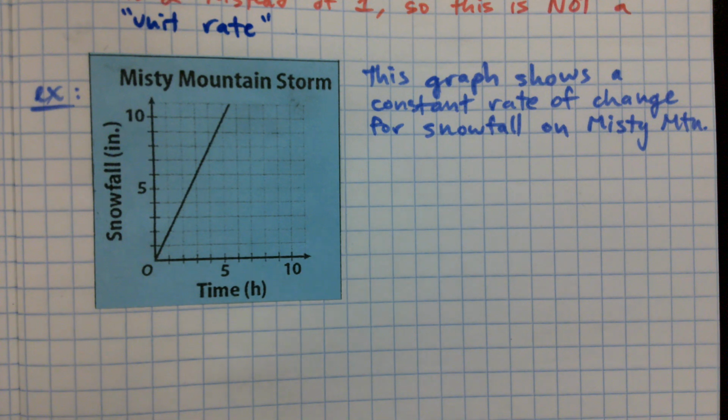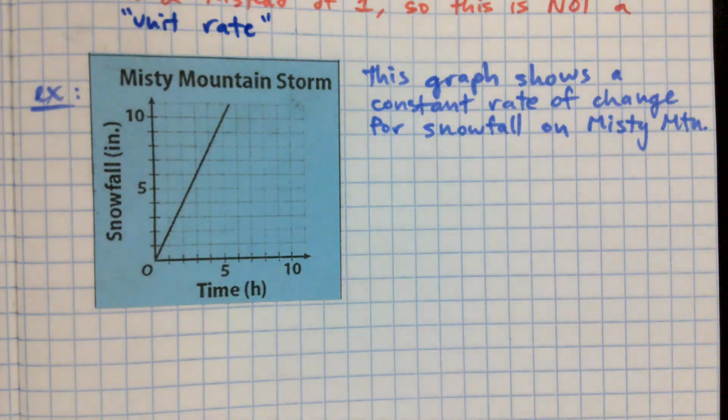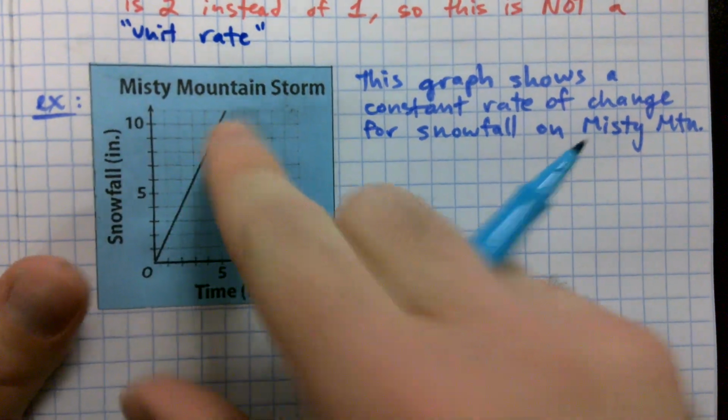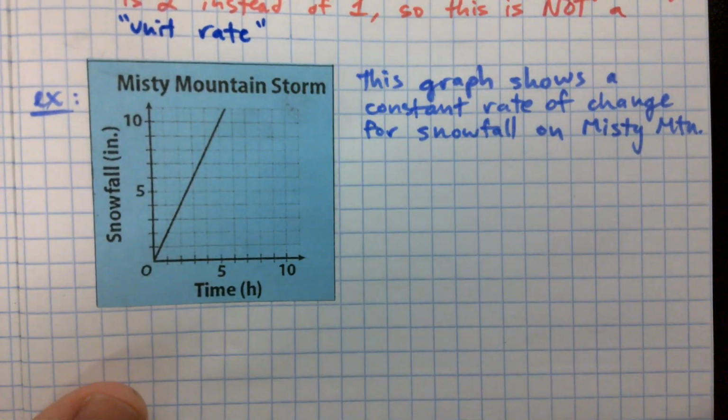Like Mountain Dew. Don't they abbreviate it with MTN? Yeah, that's what I thought. Mountain's too long of a word. So MTN means mountain. Plus, you see on the top it says Misty Mountain. So MTN, that's what that means.